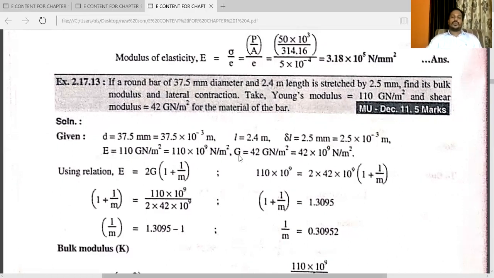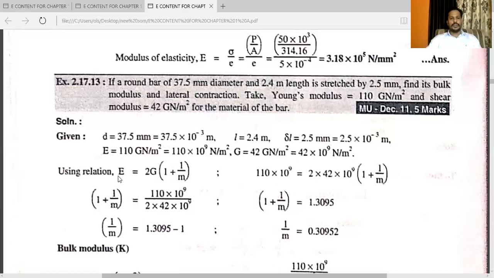Here G is given, that is shear modulus is given, modulus of rigidity is given. G is equal to 42 giganewton per meter square. So value will be 42 into 10 raised to 9. Already I explained in the previous videos what is meant by kilo, what is meant by mega, what is meant by giga. So using the relationship E is equal to 2G (1 plus mu), you can solve the problem.